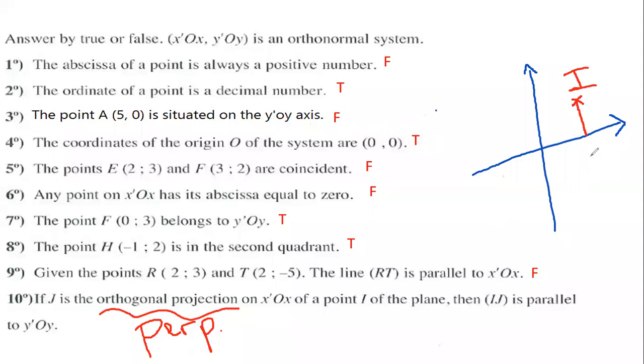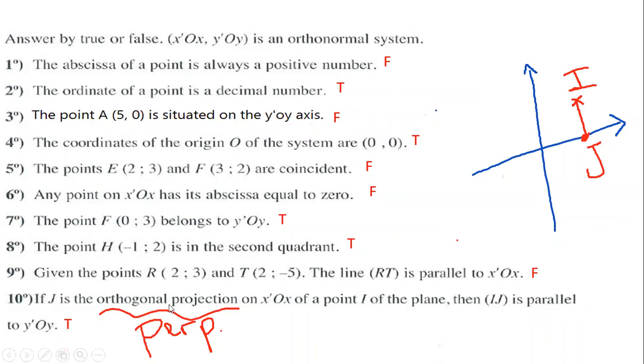It tells me that the point that reaches x prime or x we will call J. So J is the orthogonal projection of I on x prime or x. Then line IJ will be parallel to y prime or y. What do you think? Is IJ parallel to y prime or y or not? True, yes. So true or false? True. Yes, this is true.